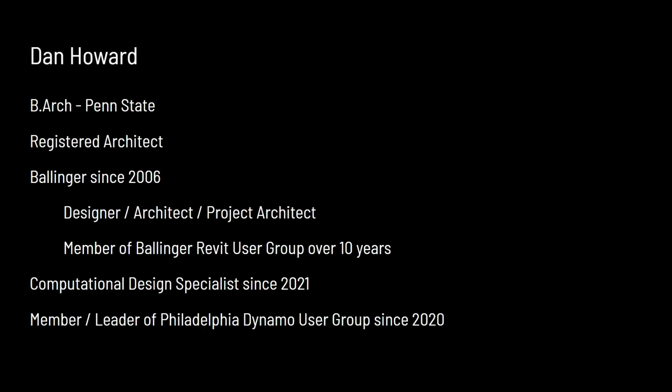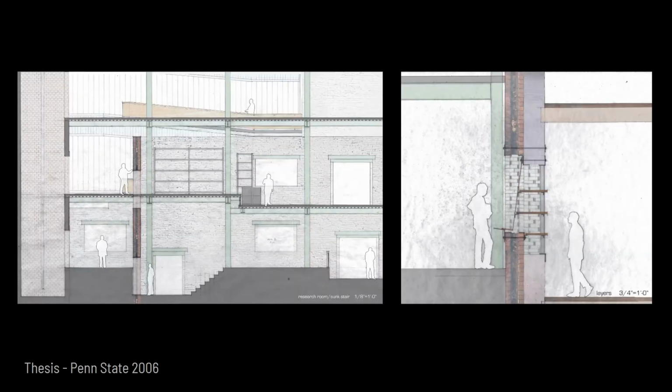So my name is Dan Howard. I'm a registered architect. I graduated from Penn State in 2006. I've been at Ballinger in Philadelphia since that time. I started off as a designer, grew into a project architect, and then made a bit of a left turn to become what we call a computational design specialist. I'm also the leader of the Philadelphia Dynamo user group, which you'll learn a little bit about Dynamo tonight if you don't already know.